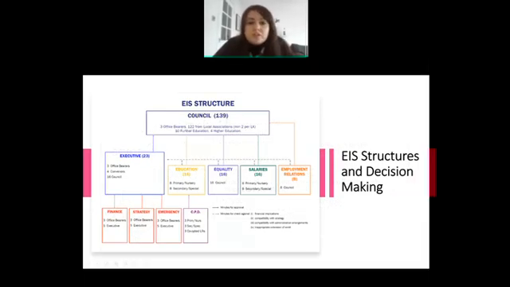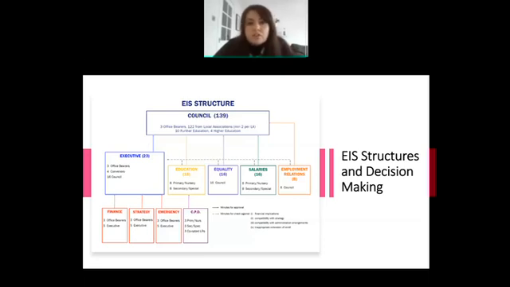A strong branch and a strong local association can make the structure of the EIS a lot more transparent. On the slide here is an overview of some of the EIS structures and decision making. The annual AGM in June each year is where delegates from local associations and from the Further Education Local Association and University Local Association meet. Motions are debated and inform the policy of the union for the year going forward. They also inform what kind of campaigning work is going to be taken forward.